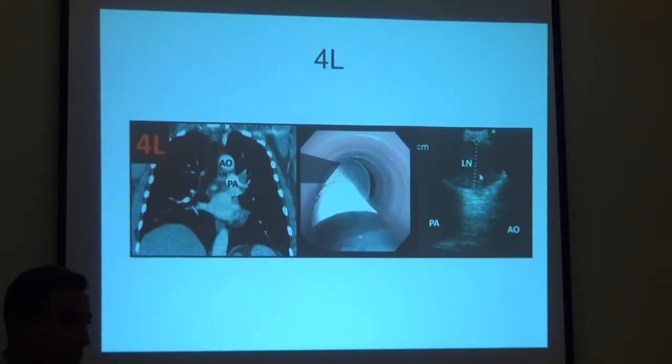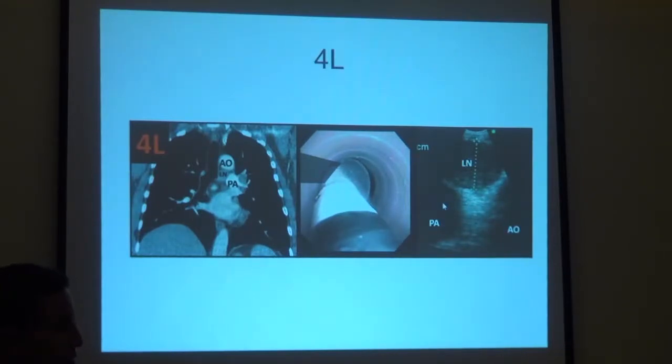The problem with the EBUS is the ultrasound scanning angle is not too big, so you don't see all the vessel. You have to move to see. So what you're seeing here, the aorta, you're seeing it like a shadow here on the side of the pulmonary artery. You have to imagine that it's a whole vessel.